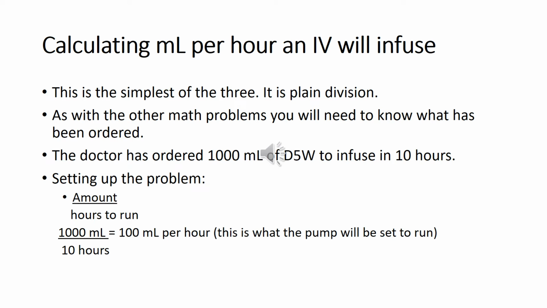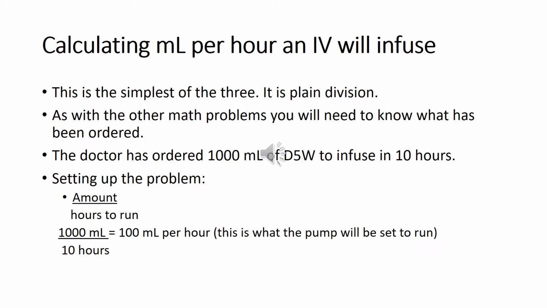Now with this one, we're calculating mils per hour an IV will infuse. So this one you're going to look at, the doctor has ordered 1,000 mils of D5W to infuse in 10 hours. So you're going to set it up. The amount you have, the amount known, the amount on hand, the amount of the IV bag is always going to be on top. And then the hours to run is going to be 10 hours.